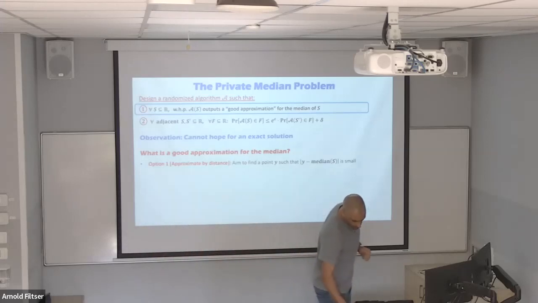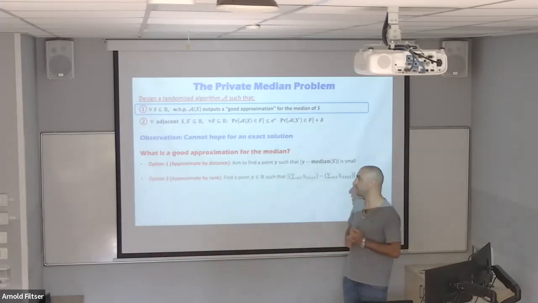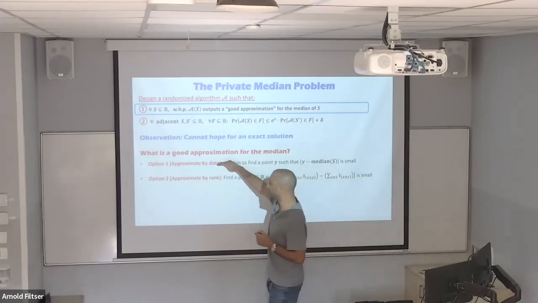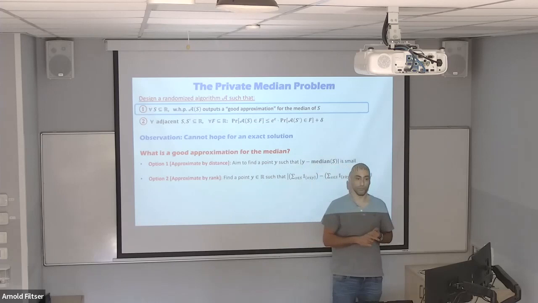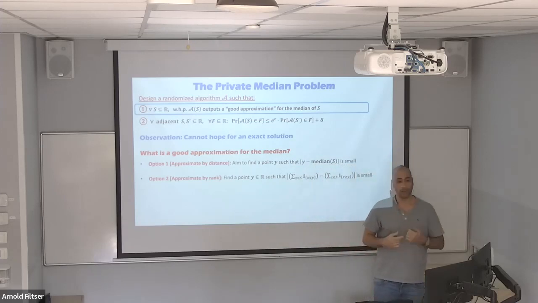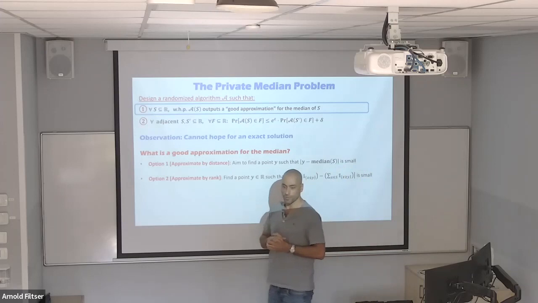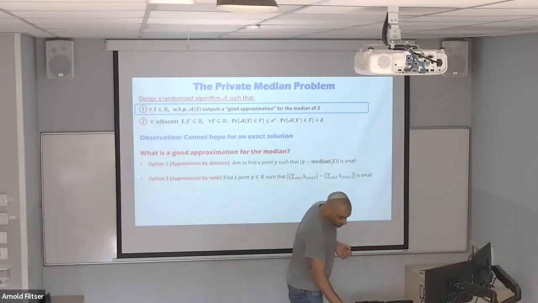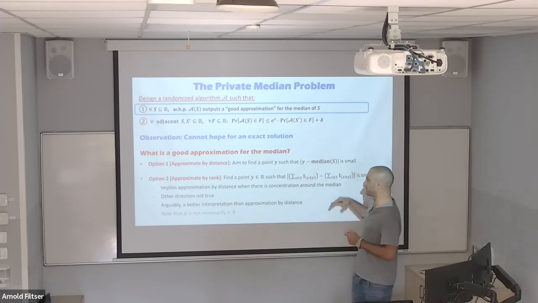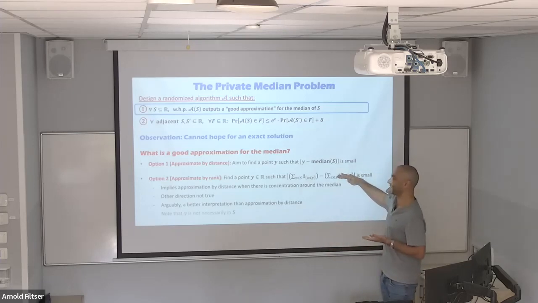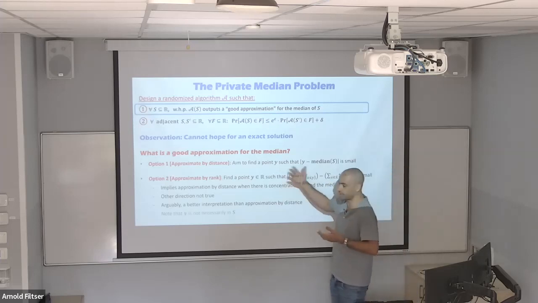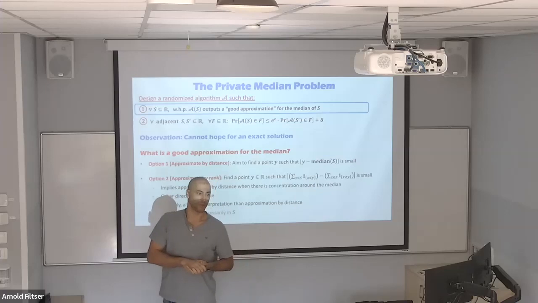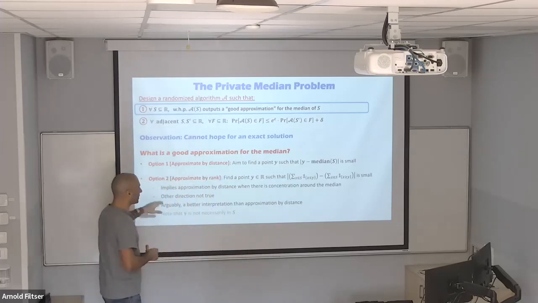Okay. So another way to quantify the error is, instead of approximating by distance, we want to approximate the median by rank. What do I mean? I want to find a point such that the number of input points to the left and to the right of it is roughly identical. Make sense? Okay. So first, if you can achieve that, then it actually implies approximation by distance when there is concentration around the median. So it actually gives you also the previous error measure. The other direction is not always true.